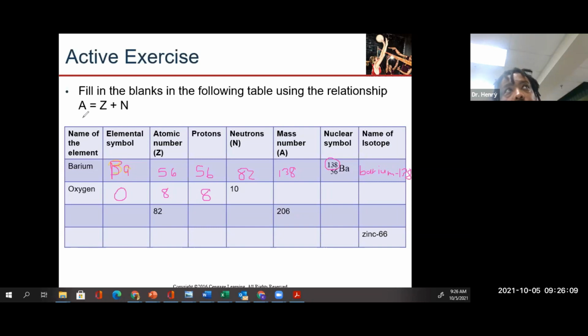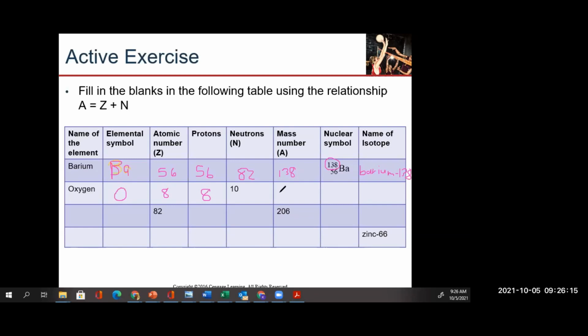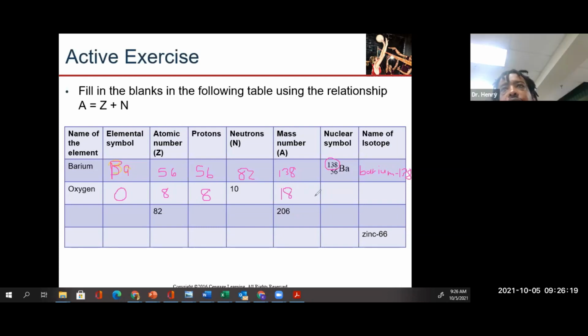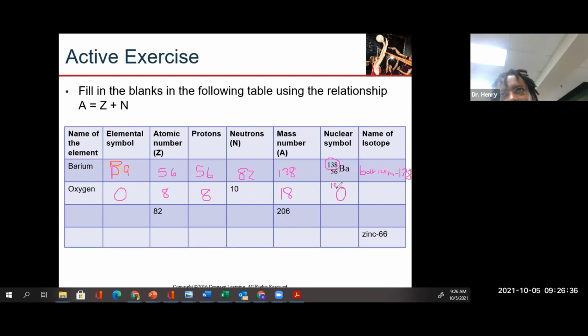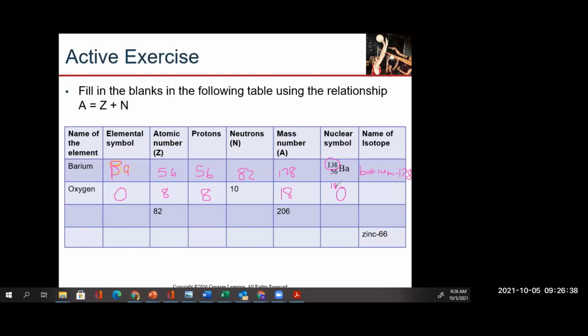Because we know that the mass number is going to be the sum of the number of protons plus the number of neutrons: 18. Okay, so then what would be the nuclear symbol for this isotope of oxygen? What's going to be the superscript number? Superscript is the one on top. So it'll be 18 on top. And then on the bottom, we should have 8.